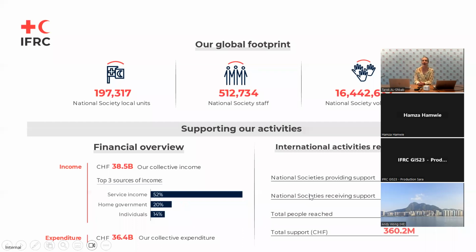So why do we go about this annual data collection process, and what is it? We have 191 national societies. It's really important we're able to have an understanding of where all our national societies are and what their contribution is to our movement overall.